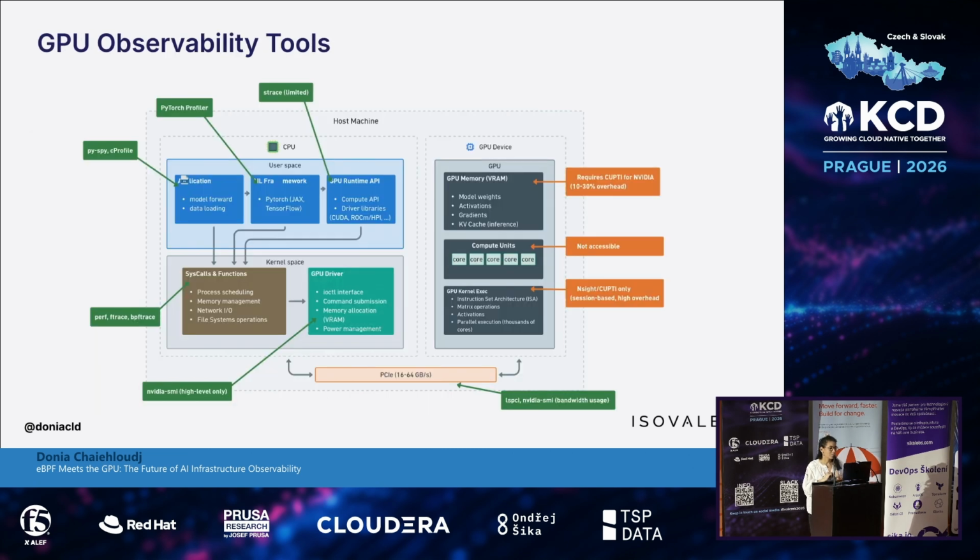So as mentioned, there are a bunch of tools. All the green boxes are just tools that exist today that are not eBPF based for most of them. And on the GPU device side, we have kind of a black box today. And I called it the visibility wall. So let's see how we can dive into this wall.